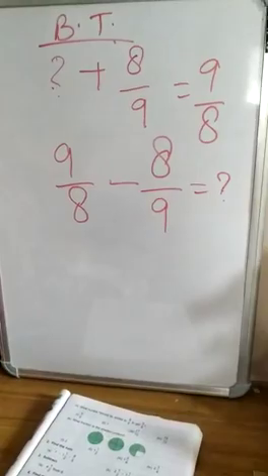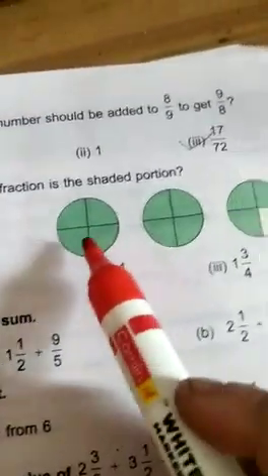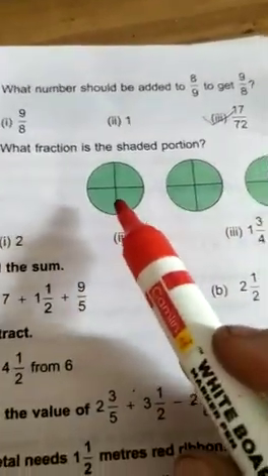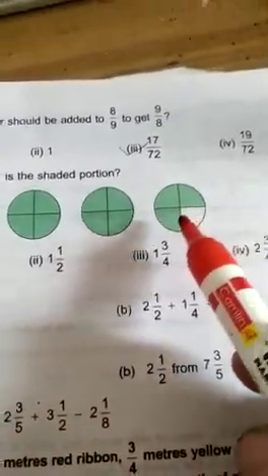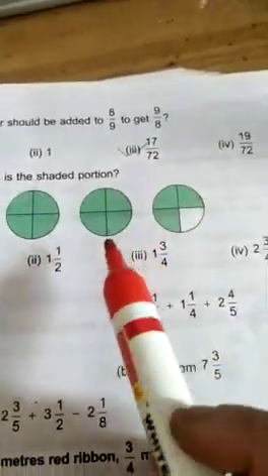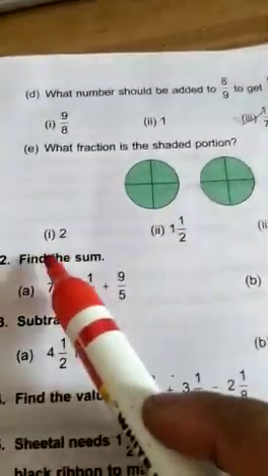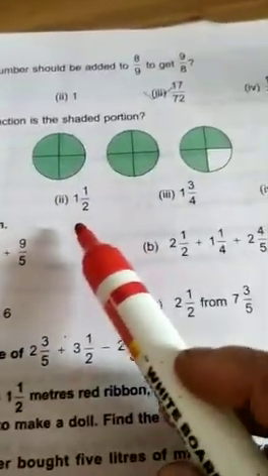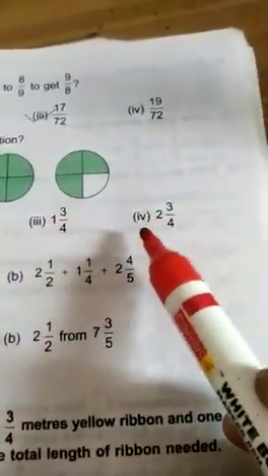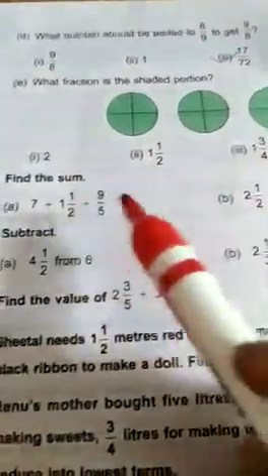Now E question. Here is the picture of the fraction. So what is the value of the shaded portion? You have to find out the value of this shaded portion. 4 options are there: 2 1 by 2, 1 3 by 4, 2 3 by 4. So write down the correct answer.